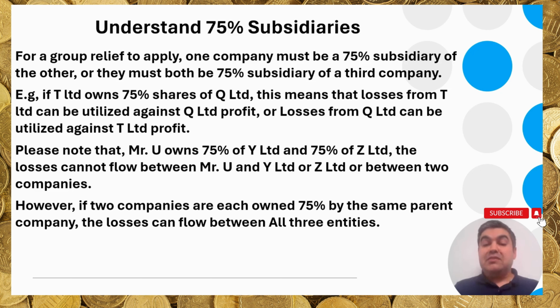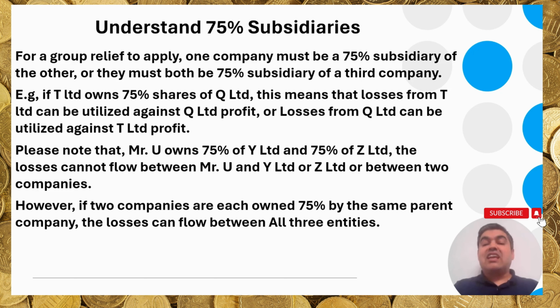U Limited and Z Limited, or in between two companies, because U is sitting on the top controlling Y 75%, and hence ownership of Z Limited as well. So eventually this is not a group. For a group company, instead of an individual U, if there would be a U Limited that owns 75% of Y Limited and 75% of Z Limited, so this will be a group.